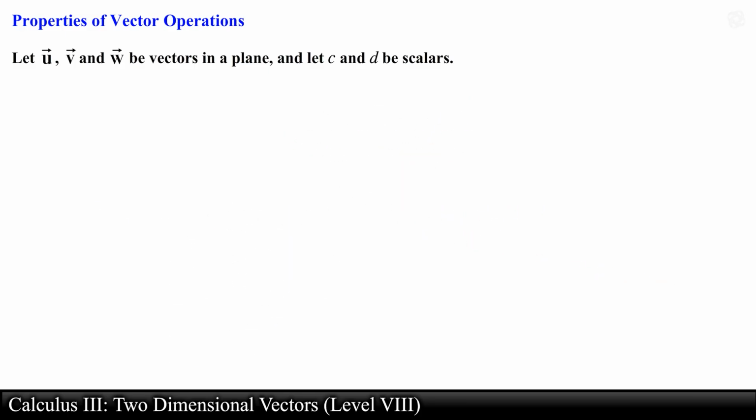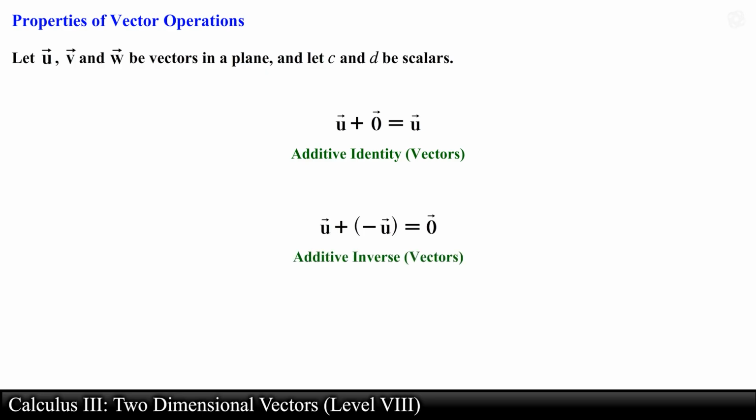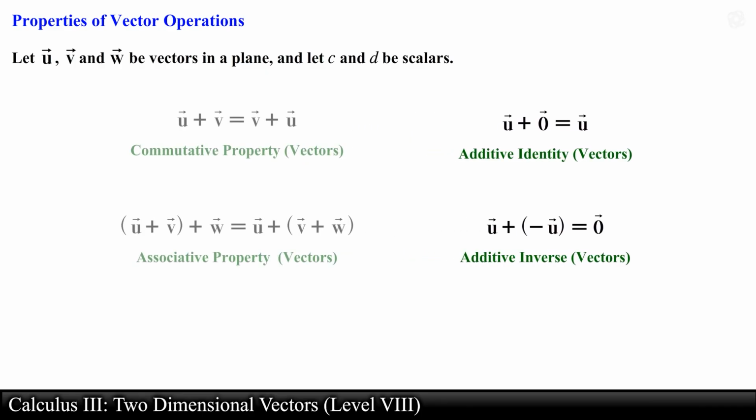Okay, let's move along to the next property. Vector u plus the zero vector is equal to vector u. This is known as the additive identity property for vectors. This property also resembles the additive identity property for real numbers. Our next property is vector u plus the negative of vector u is equal to the zero vector. This is known as the additive inverse property for vectors. Okay, notice that these four properties involve only vectors.